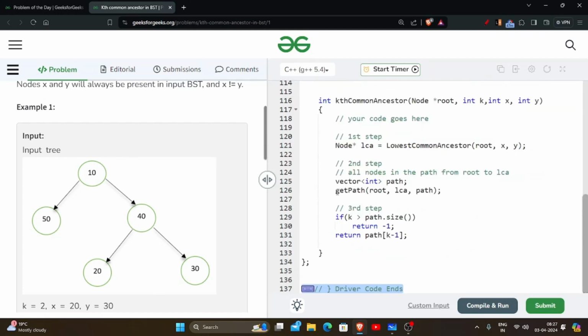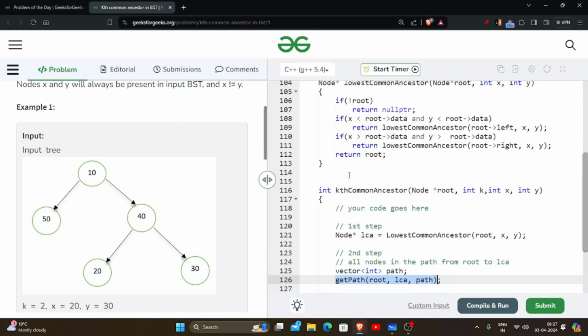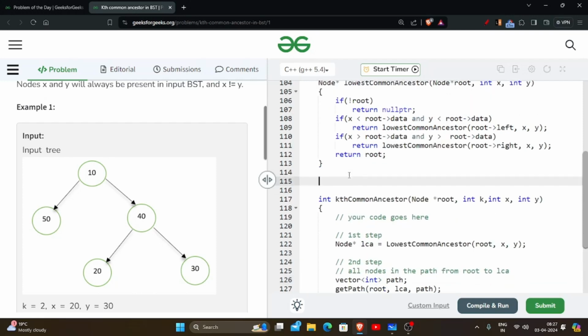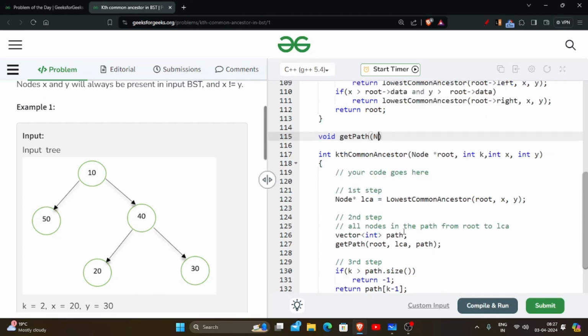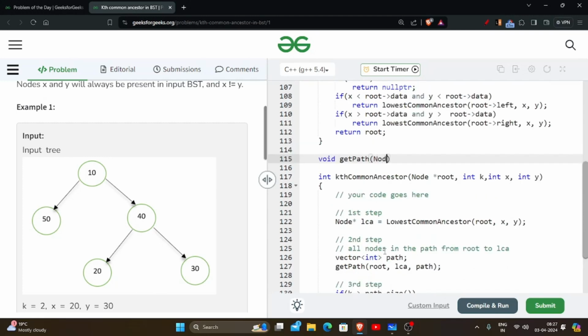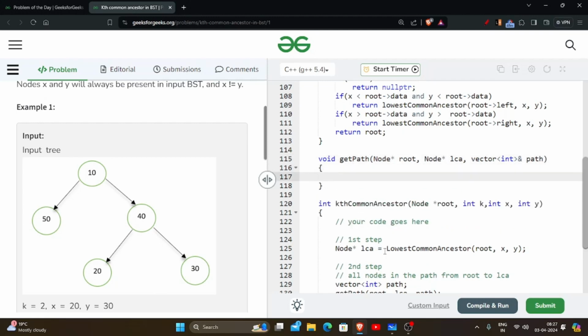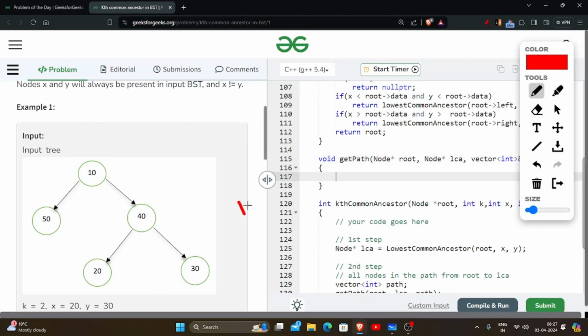And now I need to retrieve my path from root to LCA. So let's say void type getPath, and what we have here is our root and LCA: Node* root, Node* LCA, and a vector of int path. So we know the value for LCA, and if I know the LCA value, I can traverse my tree in that fashion, because if LCA is in the right subtree, that means I need to move right.